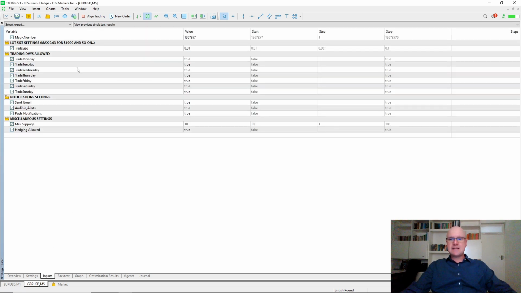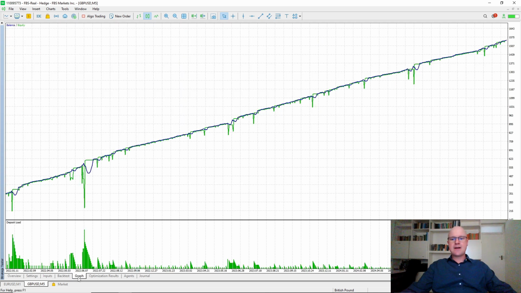So if we look at these settings, you have the option of firstly changing the lot sizing, as the lot sizing on the free one is limited to 0.01. Then we have the different trading days that are allowed. We also have a hedge allowed option. Now, when I see this hedging option, it makes a little bit of sense how the EA is able to get such a high win rate.